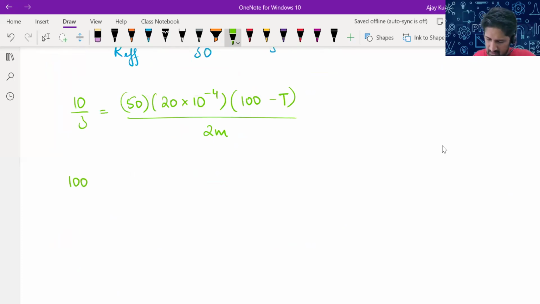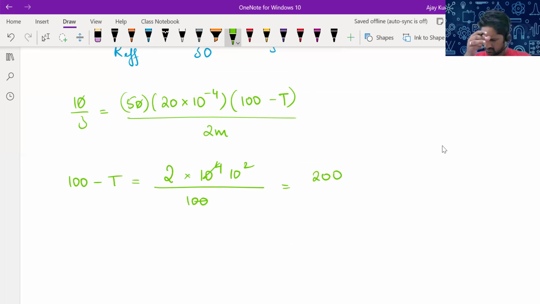You get 100 minus T is equal to, cancel 1 0, send 2 that side. 2 divided by, okay, 10 power minus 4 will go to that side and become 10 power plus 4, divided by 5 into 20 is 100. So cancel 2 zeros. 100 minus T, wait, okay, divided by 3 is also there. 100 minus T is 200 by 3.